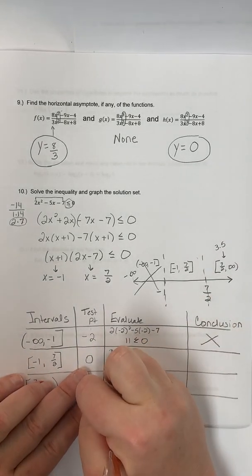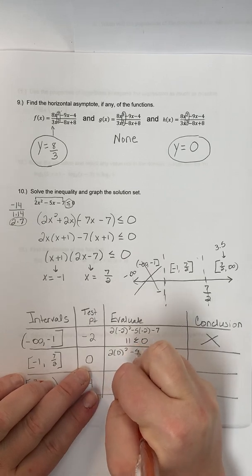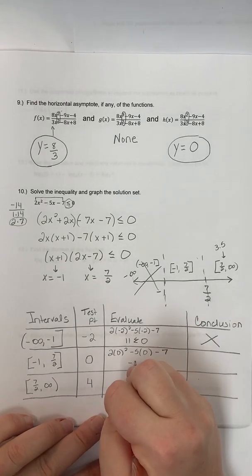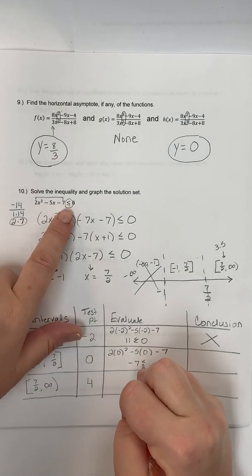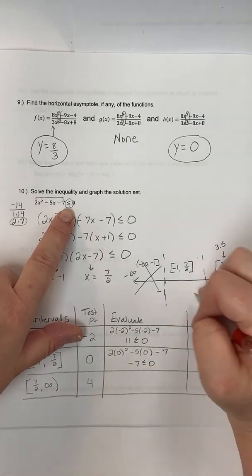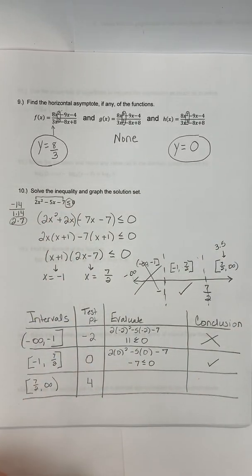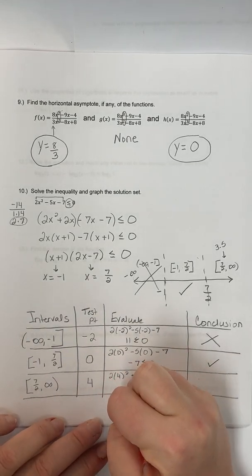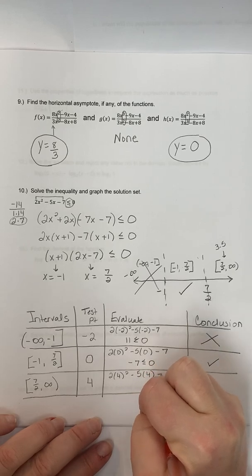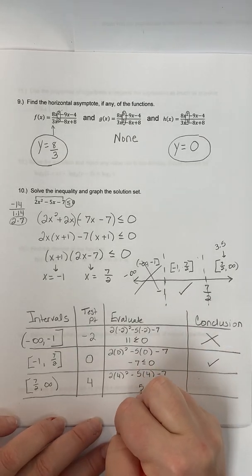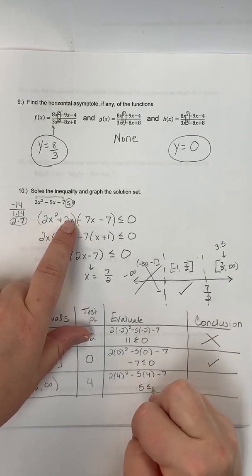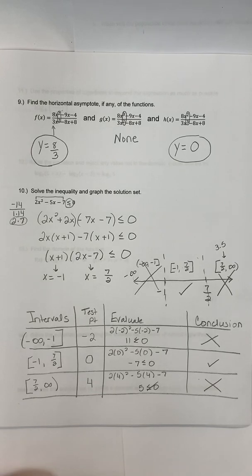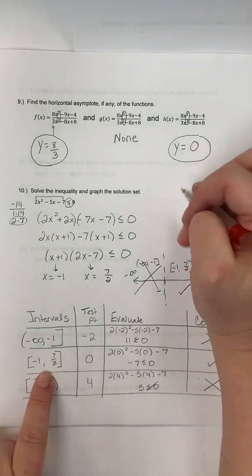Okay, let's try 0. Put that into my polynomial there, try it out. I get -7. Is -7 less than or equal to 0? Yeah, perfect, that one works. Okay, I better check the last one just in case. I'm gonna put this 4 in, make sure it works. It ends up being a 5. Well, 5 is not less than or equal to 0, so this interval does not work either. So my answer is this interval.